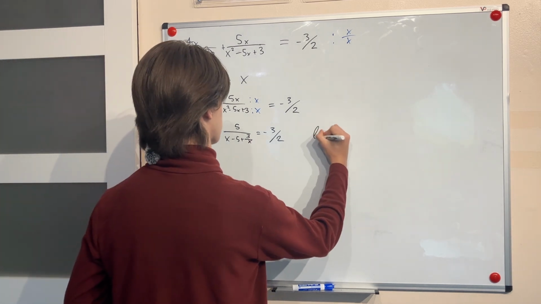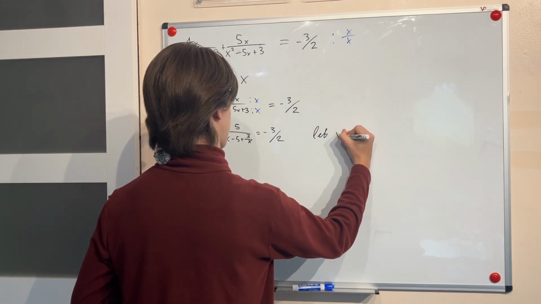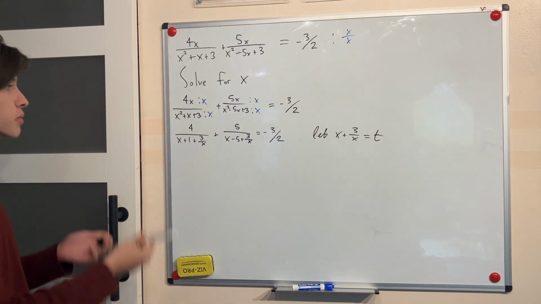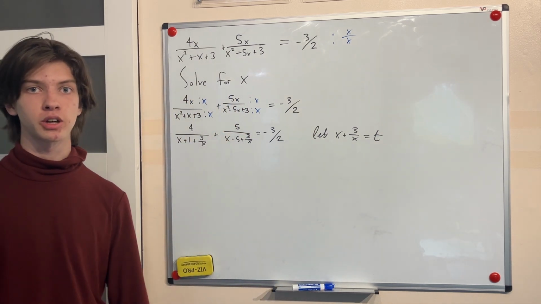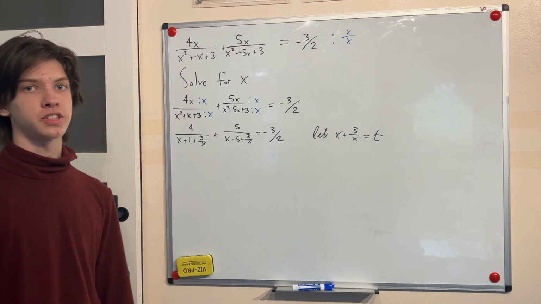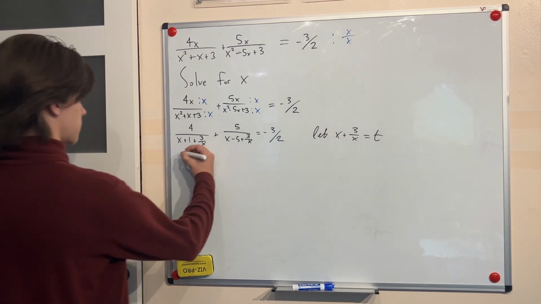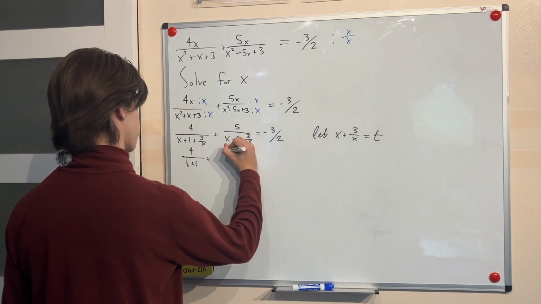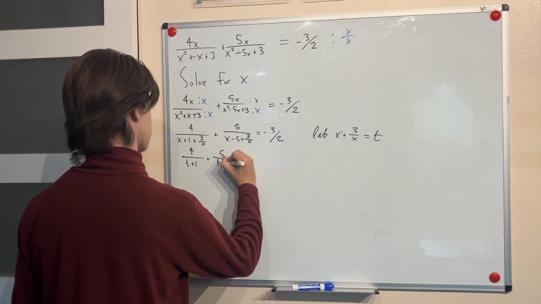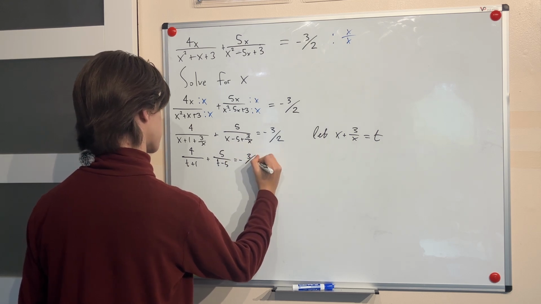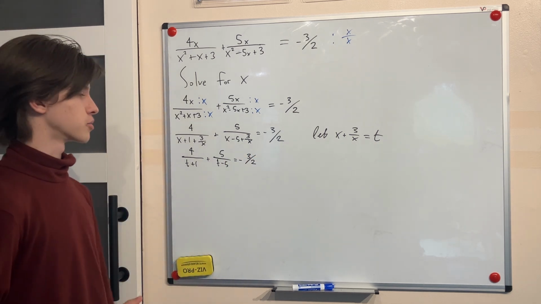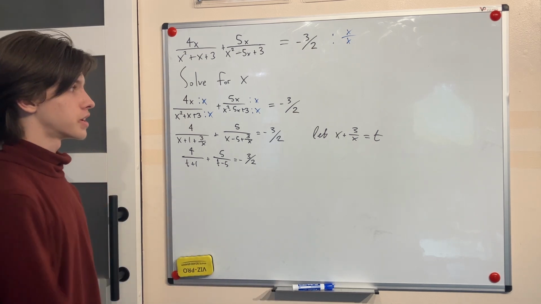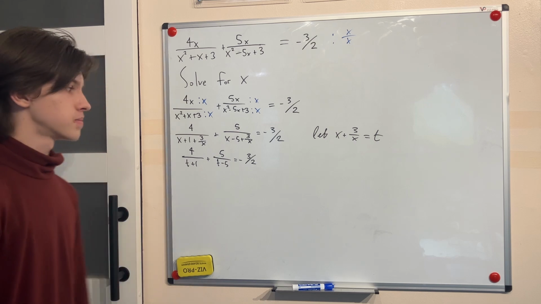We just let it equal to some arbitrary variable. Let x plus 3 over x equal to t. Now we substitute in t and solve simply a quadratic to find the values of t. So let's do that real quick. We get 4 over t plus 1 plus 5 over t minus 5 is equal to minus 3/2. And this just becomes a quadratic we can solve. Once we know the values of t, we can find all the values of x.